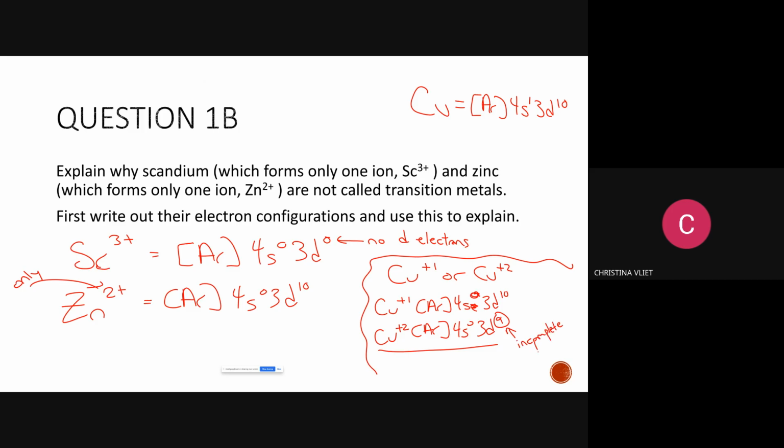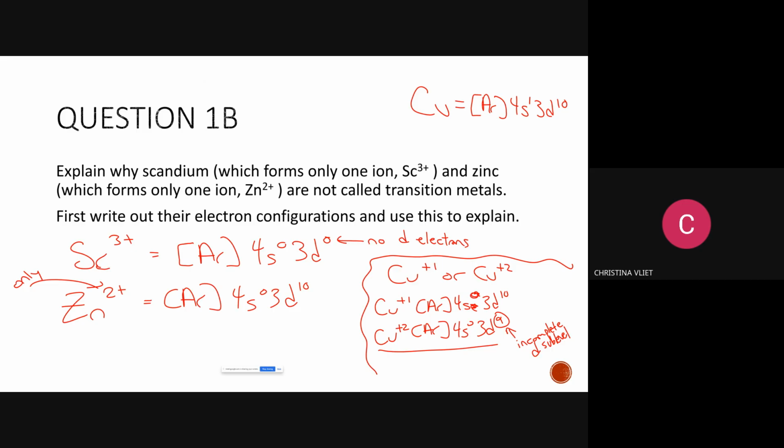Do you have copper with a higher charge? I've not seen it. It's not listed as a common one. I've not seen it in practice with a higher charge. All right, so far so good.